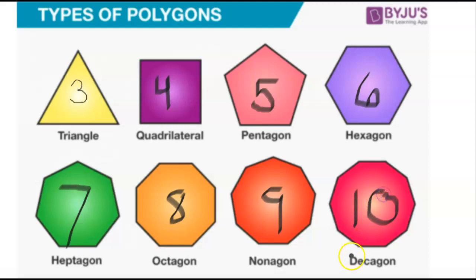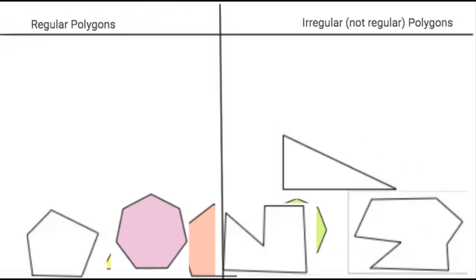And by the way, if you haven't already noticed, decagon, decade: a decade is 10 years, a decagon has 10 sides. All right, moving on. So now we name them by the number of their sides, but we also name them by the length of their sides and their angles. So there's all sorts of ways to be classifying shapes in geometry.